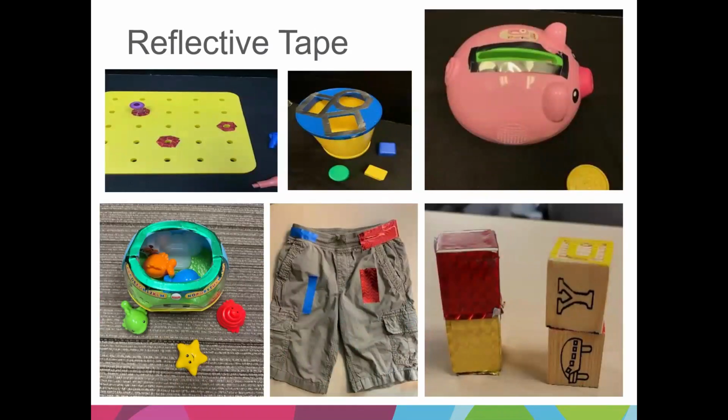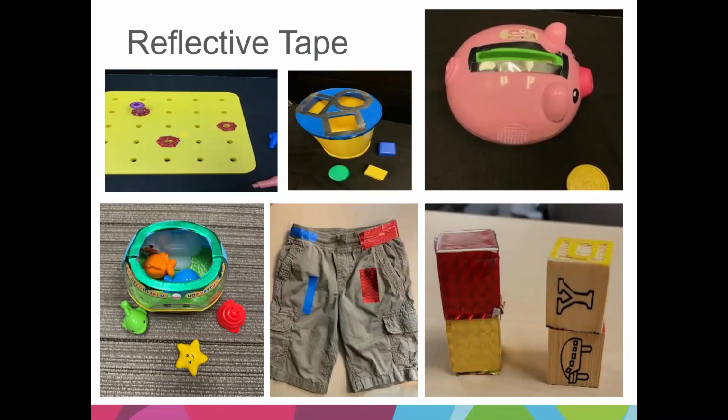Another way of adapting toys that's quite simple is using reflective tape to add a shiny element to them that it's going to be more visually stimulating versus just a solid color. So we see that here on this slide with highlighting the different slots or the openings of toys for kids to look at that and then work to reach and put their toy towards the shiny outline of either the shape sorter, the piggy bank coin slot, or even the fish bowl.